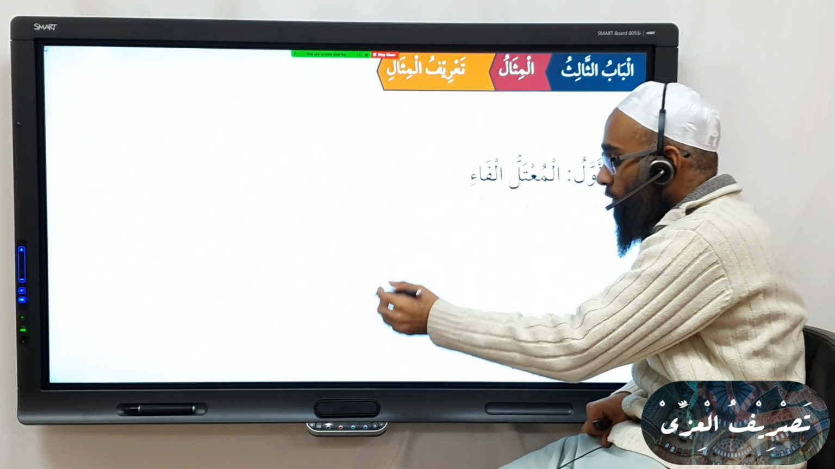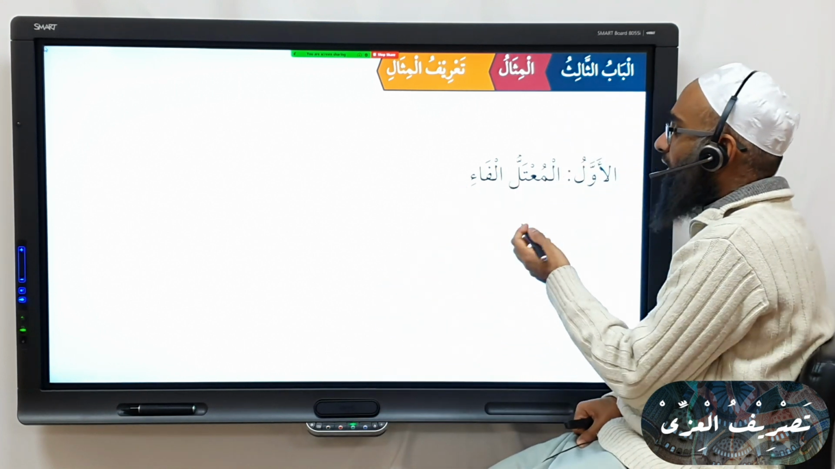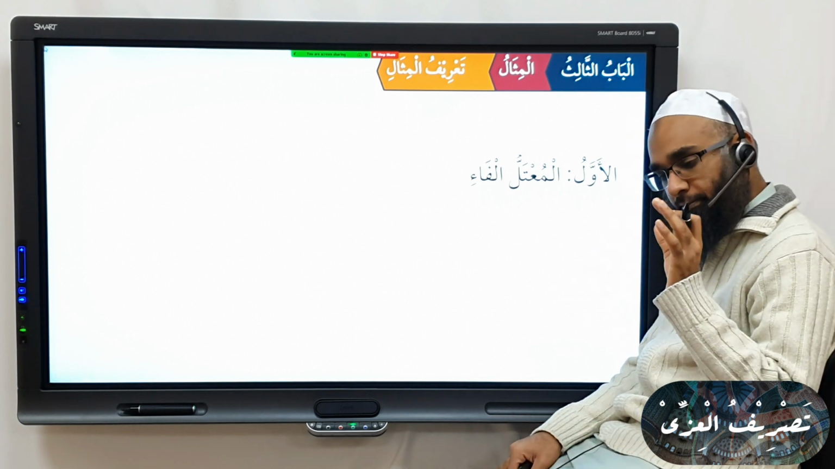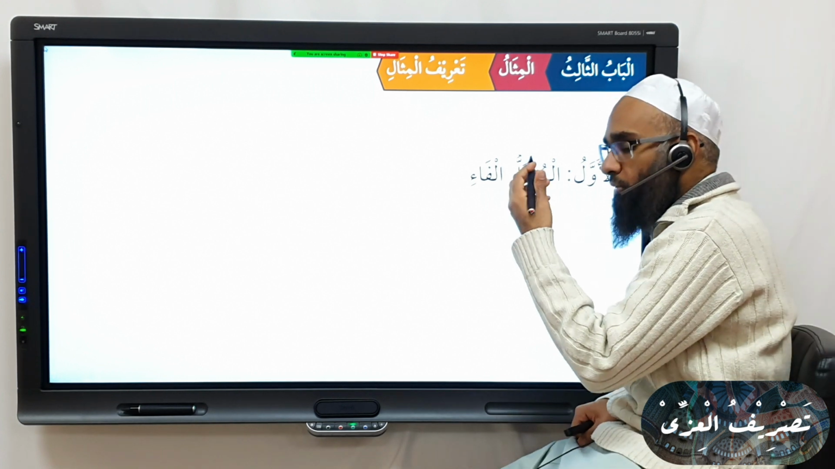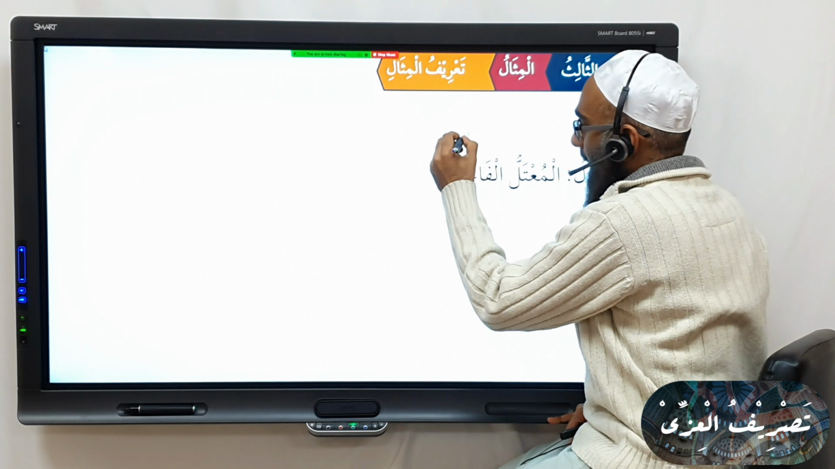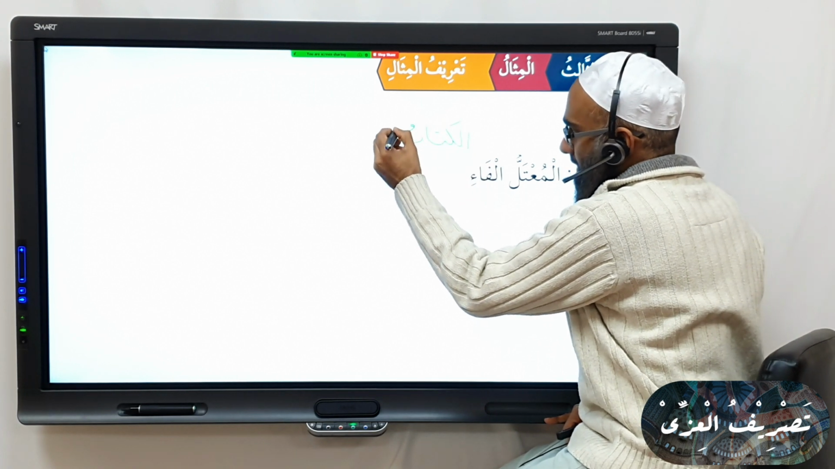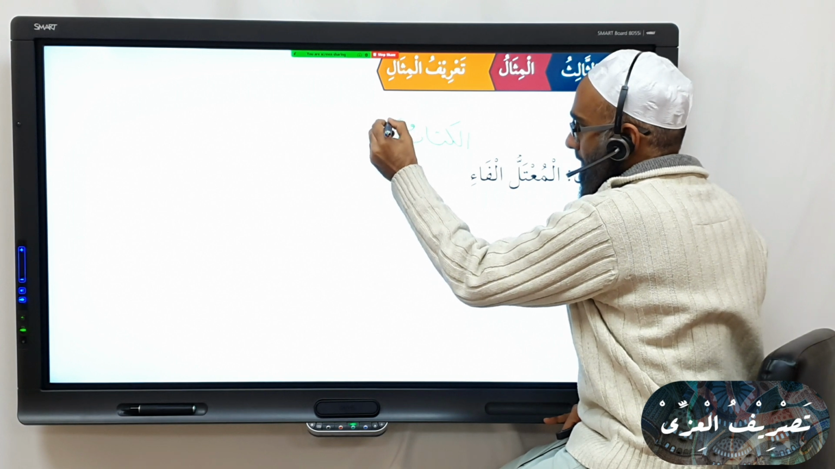Now how do you read this المعتل الفاء? What happens is, the rule is مضاف مضاف إليه. The مضاف إليه cannot have alif lam. You can't say الكتاب زيد, can we? We can't say this, yes? Okay?